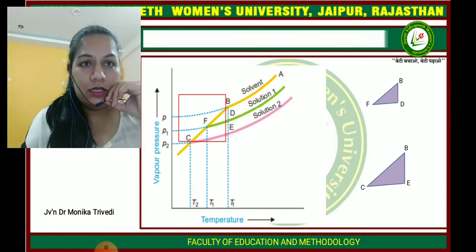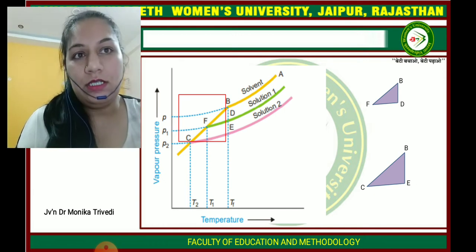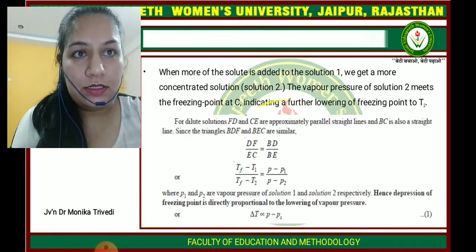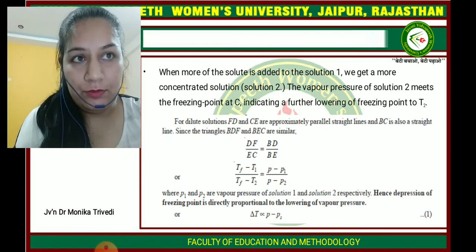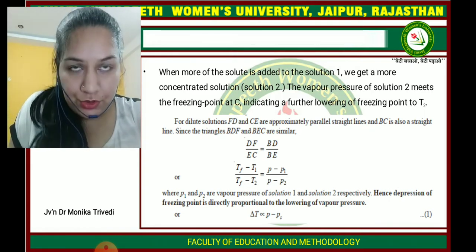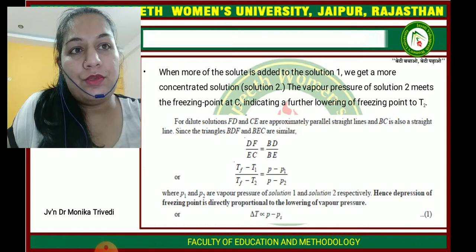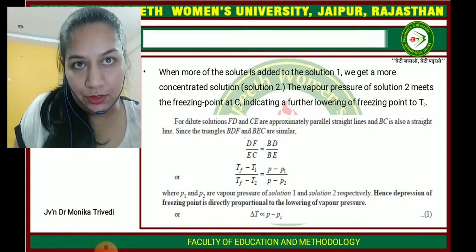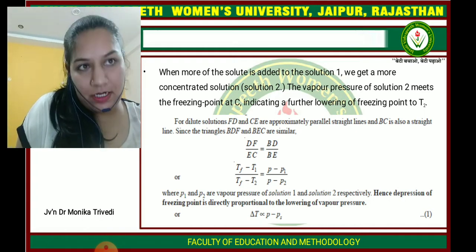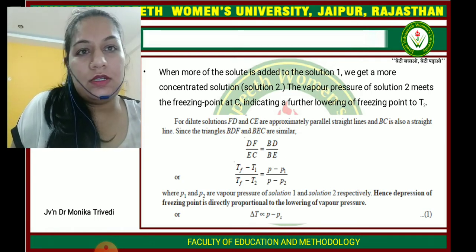Now if we compare the triangles FBD and CBE, when more solute is added to solution 1, we get a more concentrated solution, which is solution 2. The vapor pressure of this solution meets the freezing point curve at C, which indicates a further lowering of freezing point. For dilute solutions, FD and CE are approximately parallel straight lines, and BC is also a straight line.